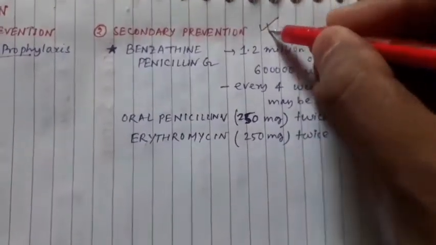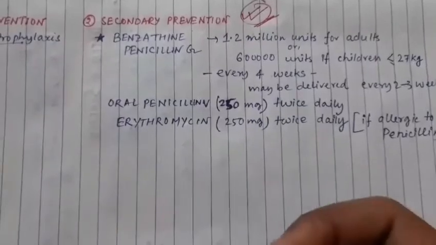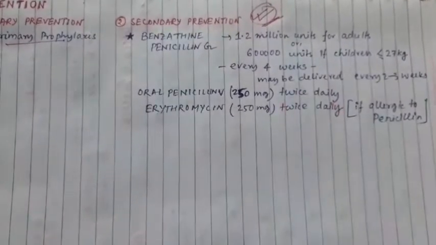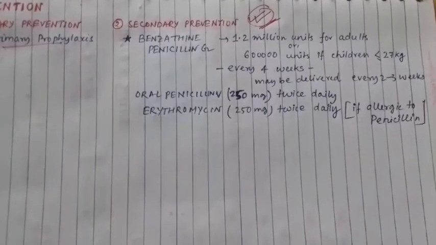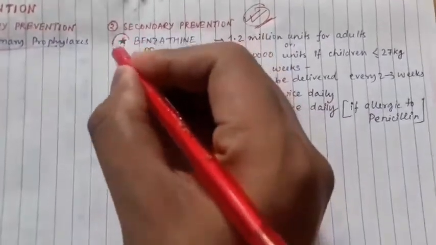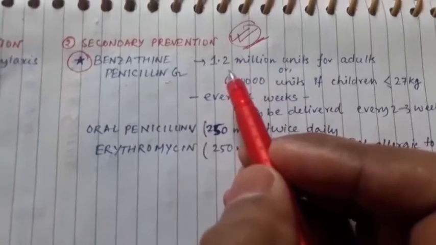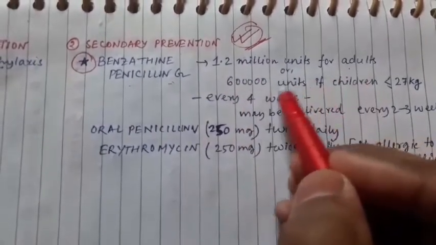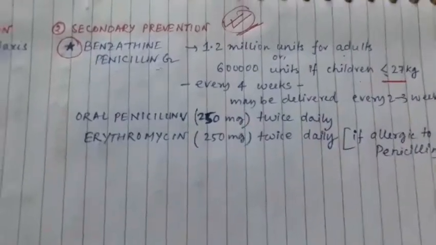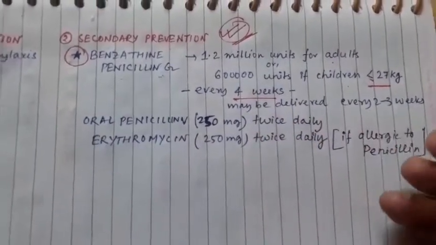The mainstay of controlling acute rheumatic fever and rheumatic heart disease is secondary prevention. As we know, patients with acute rheumatic fever are at dramatically higher risk than the general population of developing a further episode of acute rheumatic fever after a group A streptococcal infection, so they should receive long-term penicillin prophylaxis so as to prevent recurrences. The best antibiotic for secondary prophylaxis is benzathine penicillin G, administered at a dose of 1.2 million units for adults or 6 lakh units for children weighing 27 kg or less. These doses should be continued every 4 weeks but may be delivered every 2 to 3 weeks.